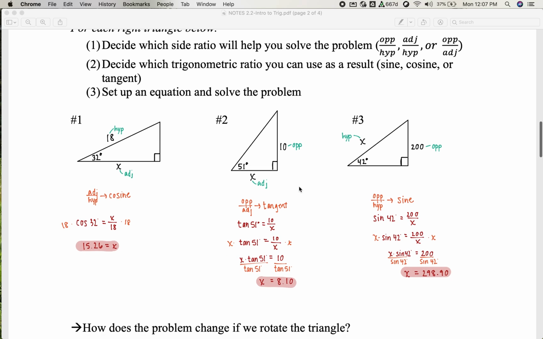The second example right here, if I look at my 51-degree angle, I see that the 10 is across or opposite from the 51, and that the x is not the hypotenuse and is therefore the adjacent. So now I'm going to say to myself, I've got the opposite and the adjacent, that's TOA, that's my cue to use tangent in this problem. So as always, I'll take tangent of the angle, tan 51, and set it equal to that ratio of sides, opposite over adjacent, which in this case would be 10 over x.